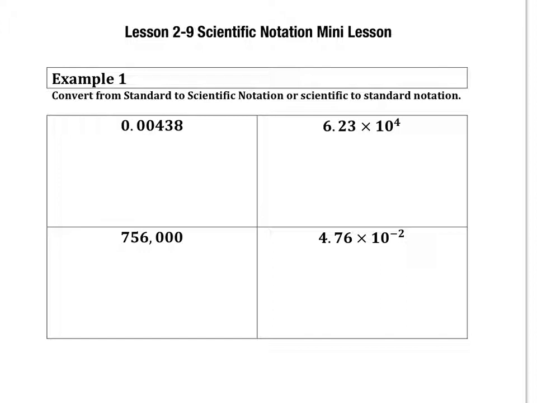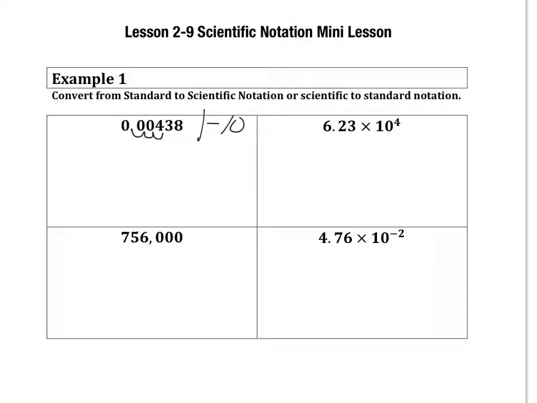So in the first example, it's written in standard notation. We're going to take it to scientific. So the first thing I notice is that it's a decimal number. When it's a decimal, that's going to be a negative exponent, so it means a small number. And also the first part of it has to be a number between 1 and 10. So I'm going to move the decimal until I get to a number between 1 and 10.